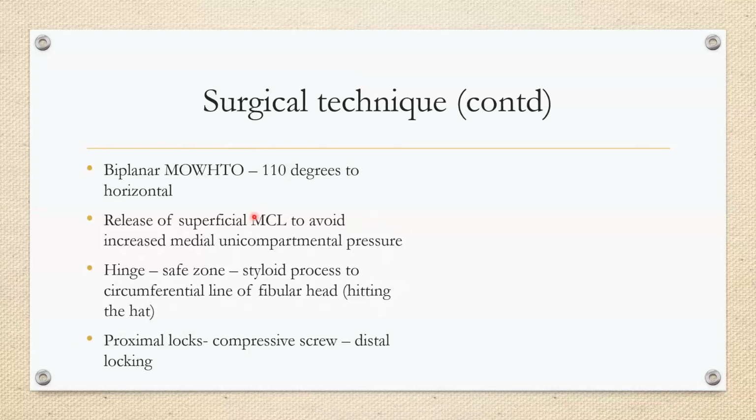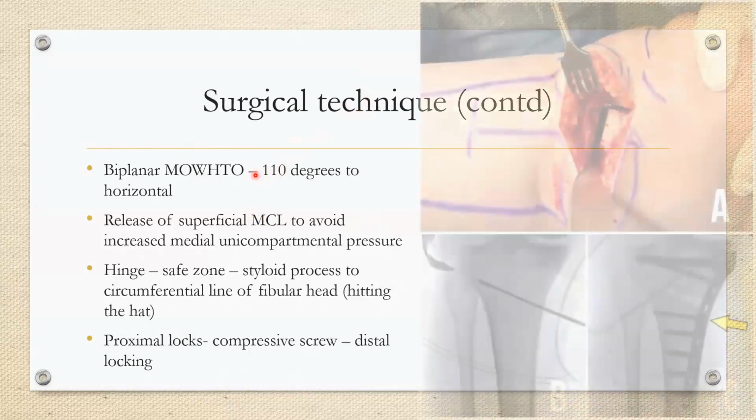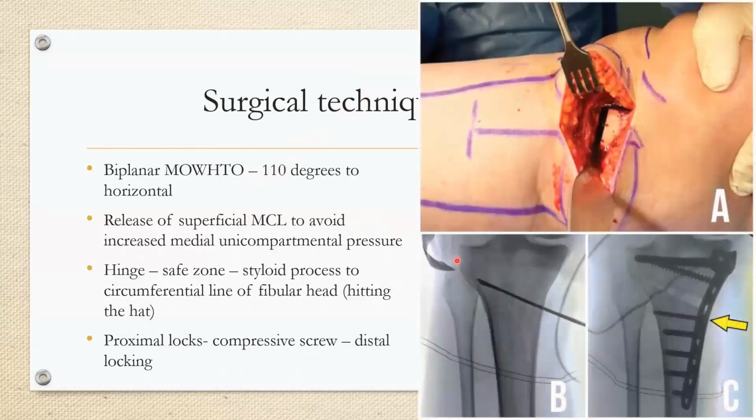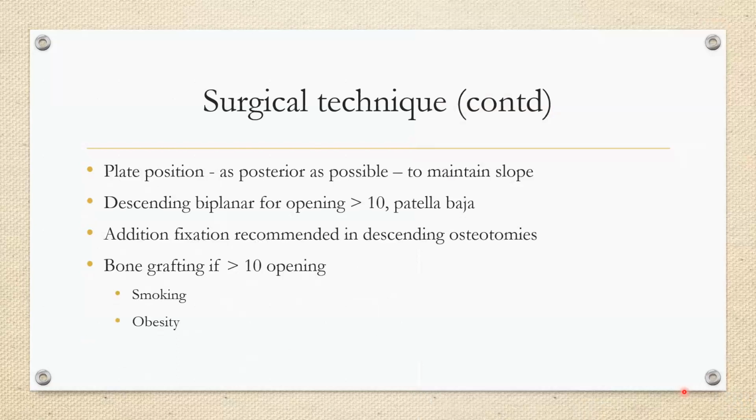So just again quickly on the technical note, an ascending osteotomy is planned at 110 degrees to the horizontal, with a medial incision, and release part of the pes anserinus to avoid a paradoxical rise in pressure for unloading. The hinge zone, as discussed, is from the first tibial side to the circumference area of the fibula head. So again, a similar sequence of proximal locking screws, compressive bicortical screw, then locking screws. The plate should be placed as posterior as possible to prevent collapse of the slope.